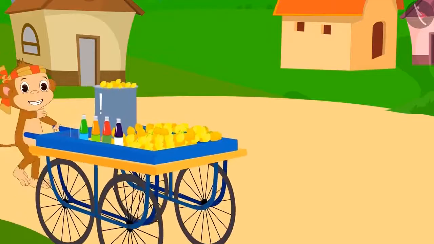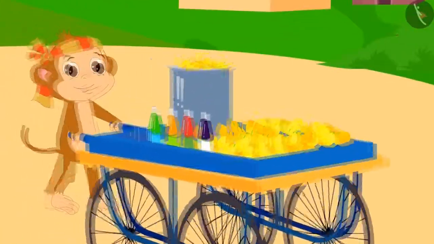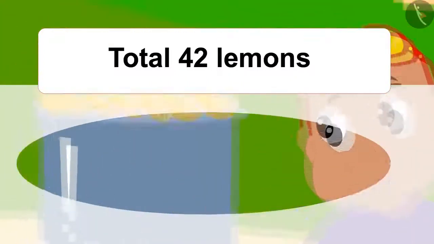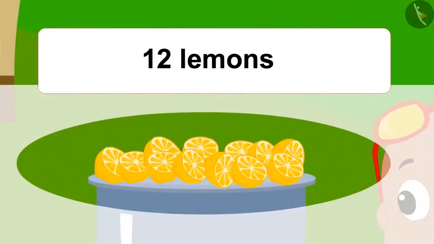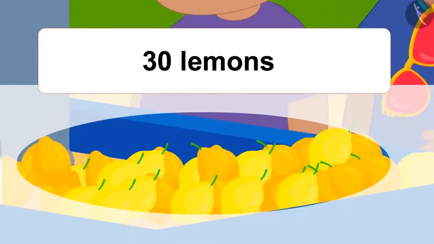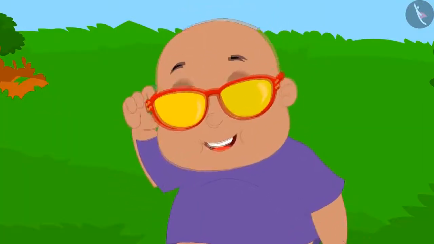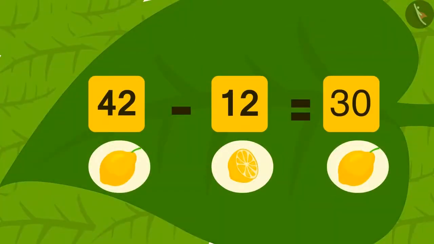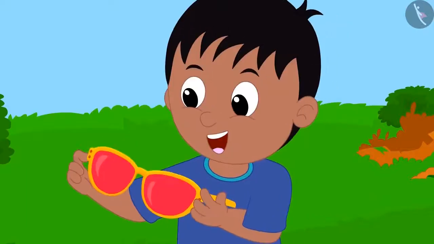They now decide to visit Babban's lemonade stall. There were a total of 42 lemons, out of which Babban used 12 lemons. Now Babban has a total of 30 lemons left. This time first, Bablu looked at Babban's stall with his glasses, and he saw such a subtraction. Out of 42 lemons, 12 used lemons were subtracted, which leaves him with 30 lemons.